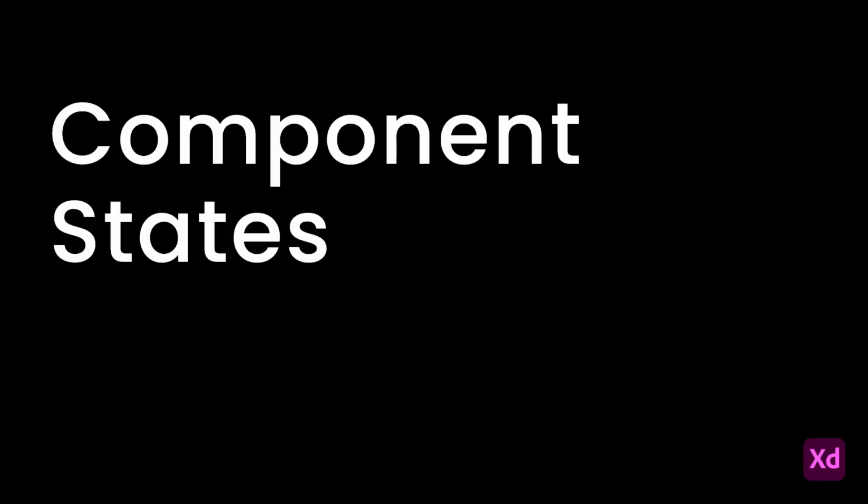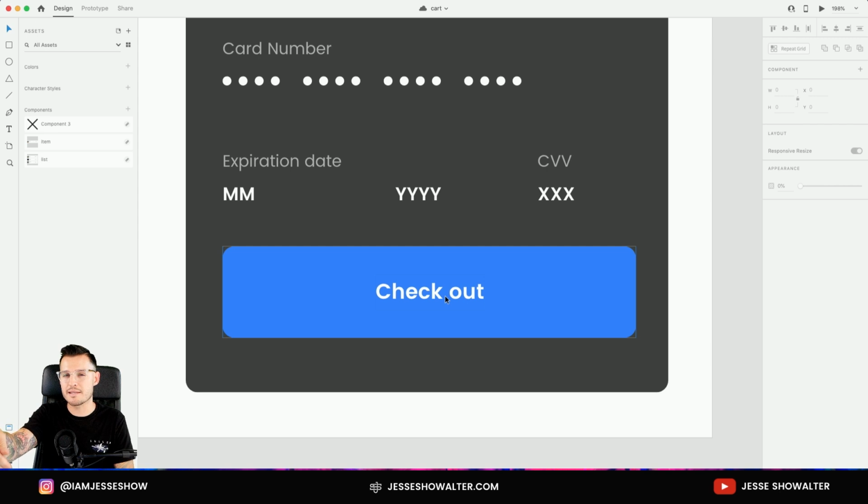The next thing we're going to talk about is not just components, but component states. Component states are a way for you to create one component that has multiple variations or states all locked within that single component. Instead of having one button that is filled and another component that is an outlined version, we can come up with multiple versions of the same button.